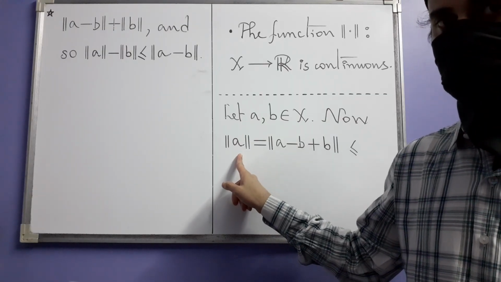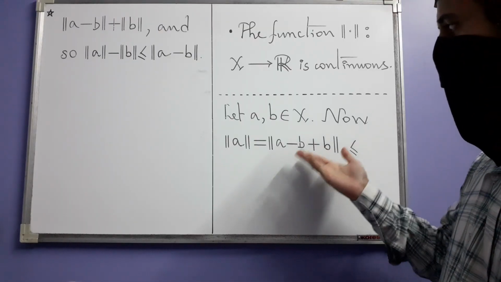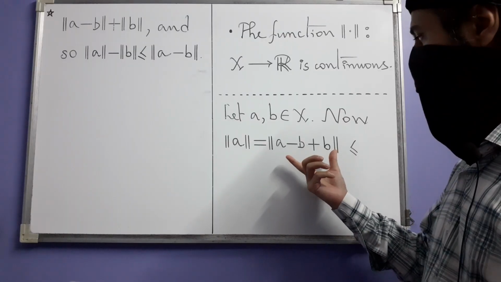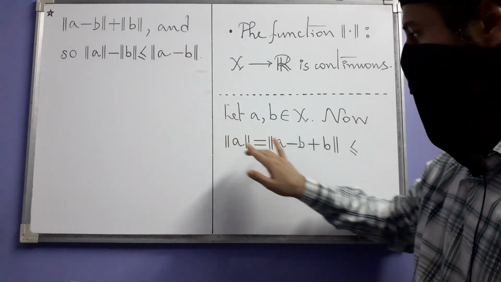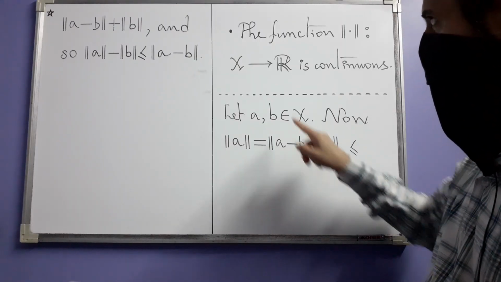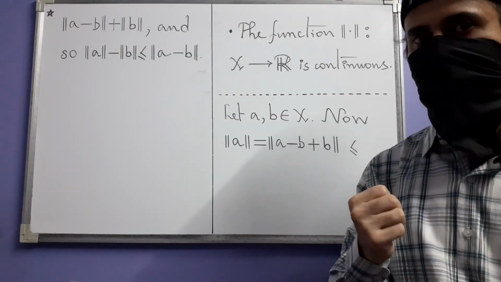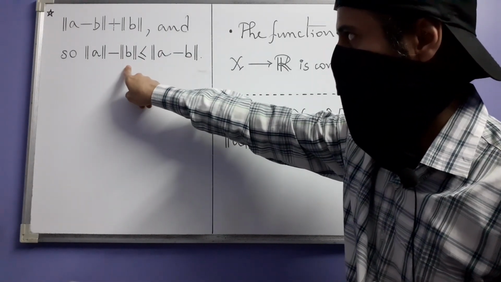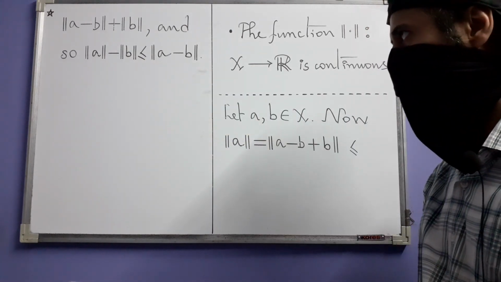In place of the vector a, we can of course write a minus b plus b, and then you use the triangle inequality for the norm function. That gives you this: the norm of a is less than or equal to the norm of a minus b plus the norm of b. So if you then subtract the norm of b from both sides, you get this: norm a minus norm b is less than or equal to norm of a minus b.